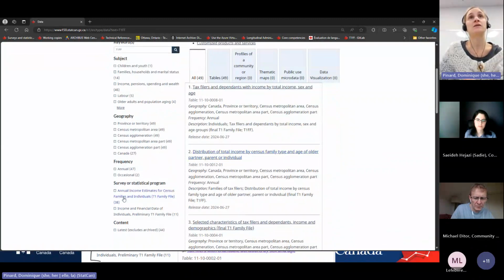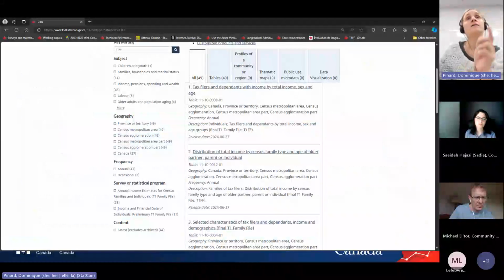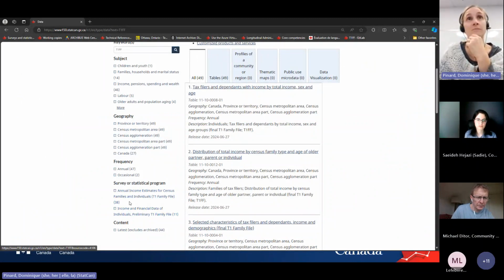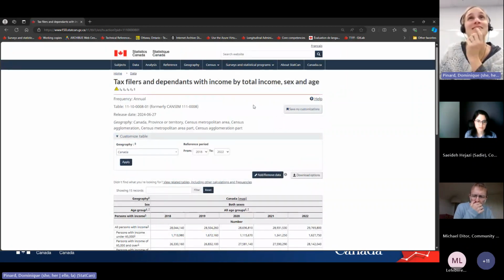But you can see that you have the annual income estimate for census family, which is, I'm going to go back to my presentation for a second, which is the T1 Family File, final. And then you have the income and financial data for individuals, preliminary T1FF. If I were to click on one of them, I would only get the tables that are associated with that one release. But let's say, okay, let's take the first one. I like the one with income sources because it's interesting.